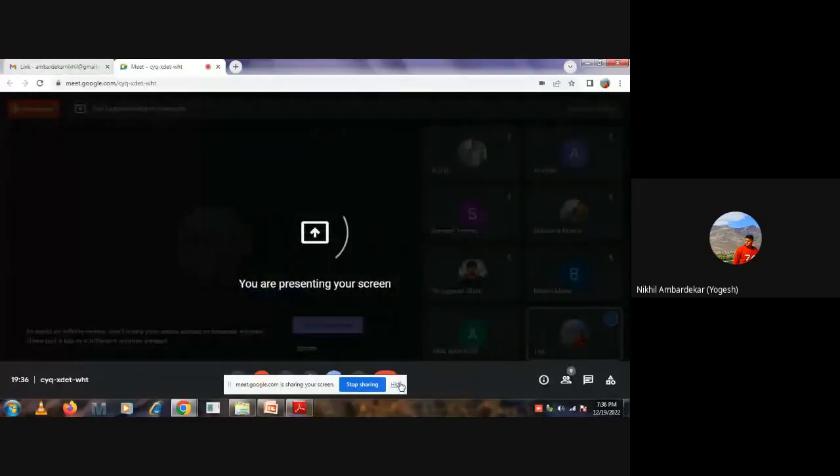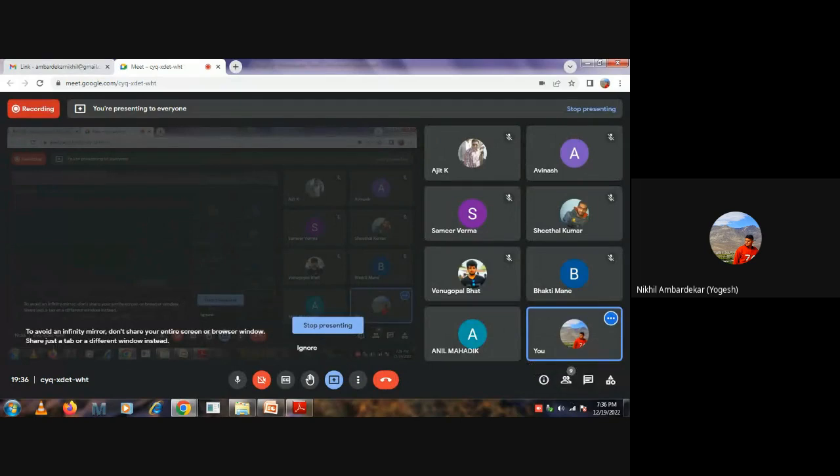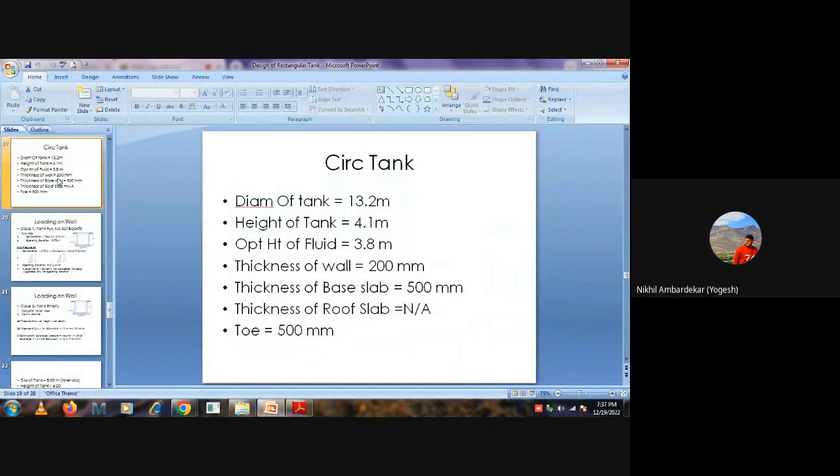I will share my screen. Let me know once you can see. Is it visible? Yes, sir. Okay. So now today we will start with the circular tank.